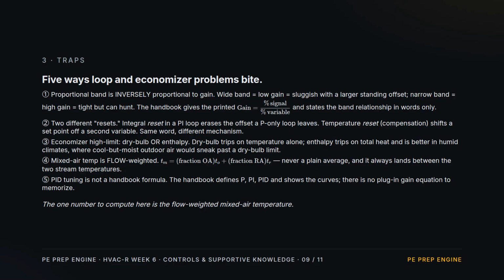2. There are two different resets. Integral reset in a PI loop erases the offset a P-only loop leaves. Temperature reset shifts a set point off a second variable. Same word, different mechanism. 3. The economizer high limit is dry bulb or enthalpy. Enthalpy is the humid climate choice, where cool but moist outdoor air would sneak past a dry bulb limit. 4. Mixed air temperature is flow-weighted, never a plain average, and it always lands between the two stream temperatures. 5. PID tuning is not a handbook formula. You get the definitions and the response curves, nothing to plug in.